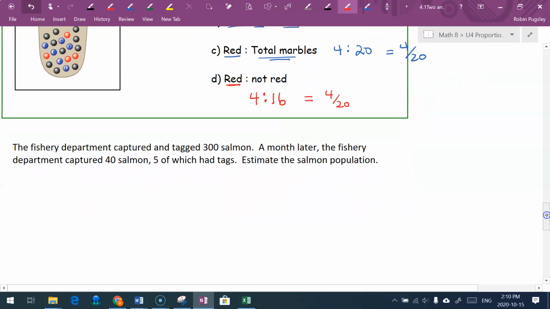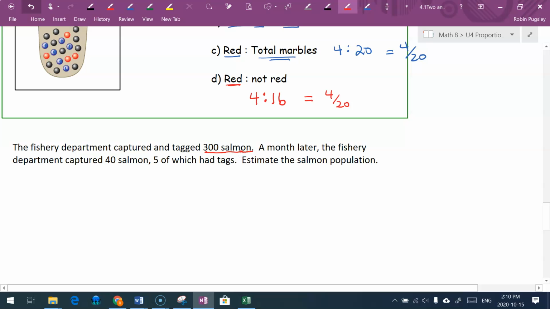All right, let's try another question. A fishery department captured and tagged 300 salmon. So they go out and they catch 300 salmon. They put a tag on their fin so that later if they catch that salmon again, they can keep track and they can know that that salmon is still in the population of salmon.